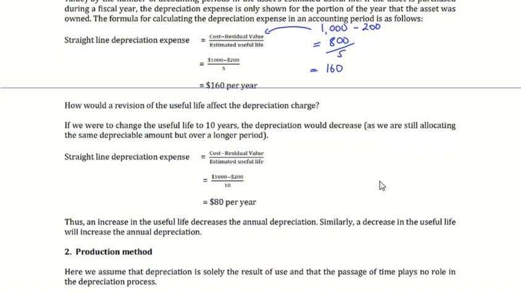What happens if I now change the expected useful life of the asset and say I think this asset can go for 10 years? Well, same story for my numerator. It's the cost less the residual value. The estimated useful life then is 10 years. The depreciable amount is still $800, which is cost less residual value. But now I believe I'll have it for 10 years. It is $80 then per year.